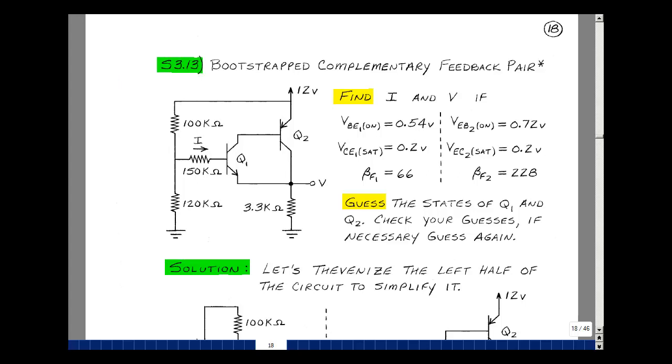This lesson deals with supplemental problem 313. You can find this problem in the ECE302 ebook in the Chapter 3 Supplemental Problems, starting on page 18. The circuit shown here has a PNP transistor, an NPN transistor, and 4 resistors and a power supply.